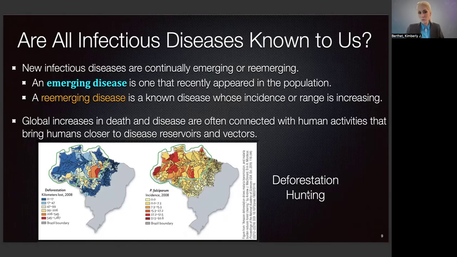When we see these increases, again, we have to look at the environment around us. Here we see an example of deforestation. Deforestation means people are getting closer and closer to potential reservoirs within forests. So as we move into the forest and we are removing trees, we're getting closer and closer to new viruses, new bacteria, or even re-emerging disease. Something that was in low numbers in the population can come out in higher numbers due to an increased amount of exposure.